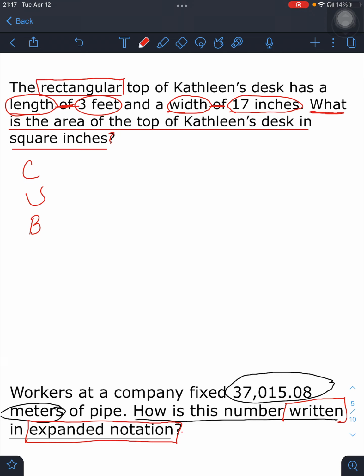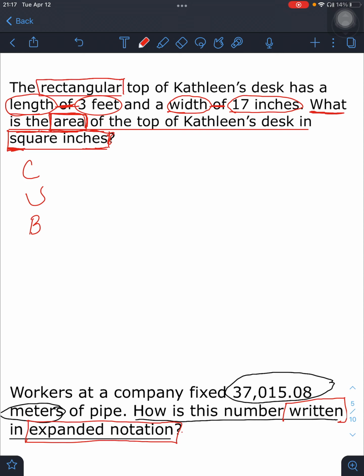Top of Caitlin's desk has a length of 3 feet and a width of 17 inches. What is the area? Here's our next keyword, area. We have to know the formula for area, how to find the area of the top of Caitlin's desk in square inches. Extremely important piece of information, key to determining the correct answer.